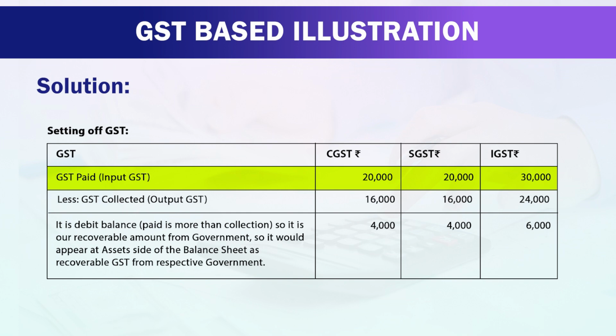We have paid GST in case of CGST, SGST, IGST of rupees 20,000, 20,000 and 30,000 respectively. We have collected GST from our sales of 16,000, 16,000 and 24,000 for CGST, SGST and IGST respectively. So, we will have a balance of 4,000, 4,000 and 6,000. It is a debit balance because paid is more than collected. So, it is our recoverable amount from the government. So, it would appear on the asset side of the balance sheet as recoverable GST from the respective government.